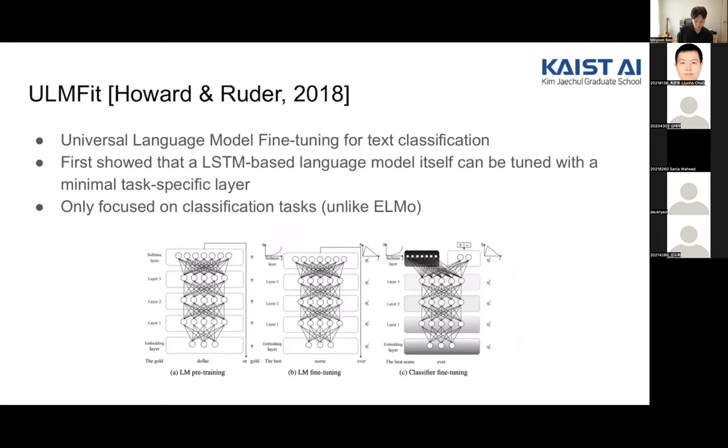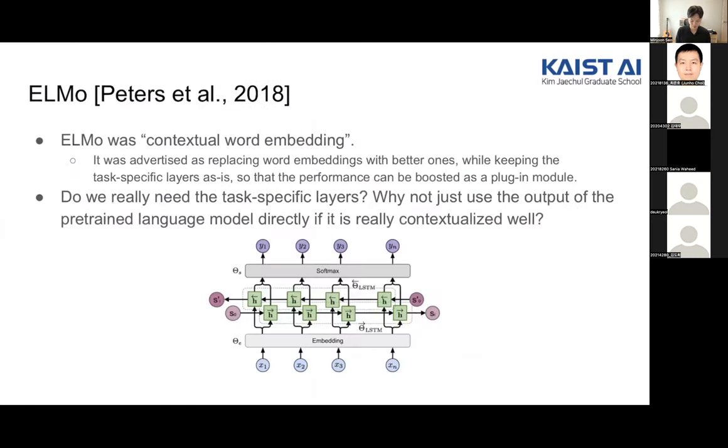And a few months later, ULMFiT was proposed. What they were trying to do was to create a language model with LSTMs. Actually, I forgot to mention that ELMo was also using LSTMs for its language models. It's a very simple LSTM, but the important thing is that it's bi-directional. So they have one language model in the forward direction and one language model in the backward direction, and they just concatenate their outputs. And that output is, as they say, the contextualized word embeddings.